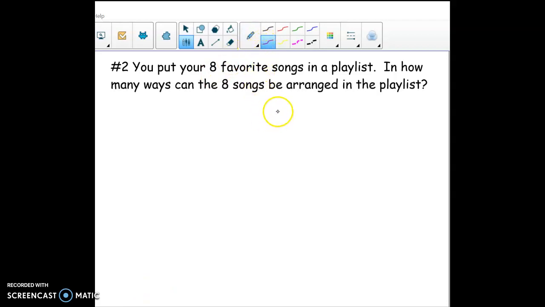Okay, so you're making a playlist of your favorite songs. You want to know different ways that they can be ordered or arranged in a playlist. Pause the video.